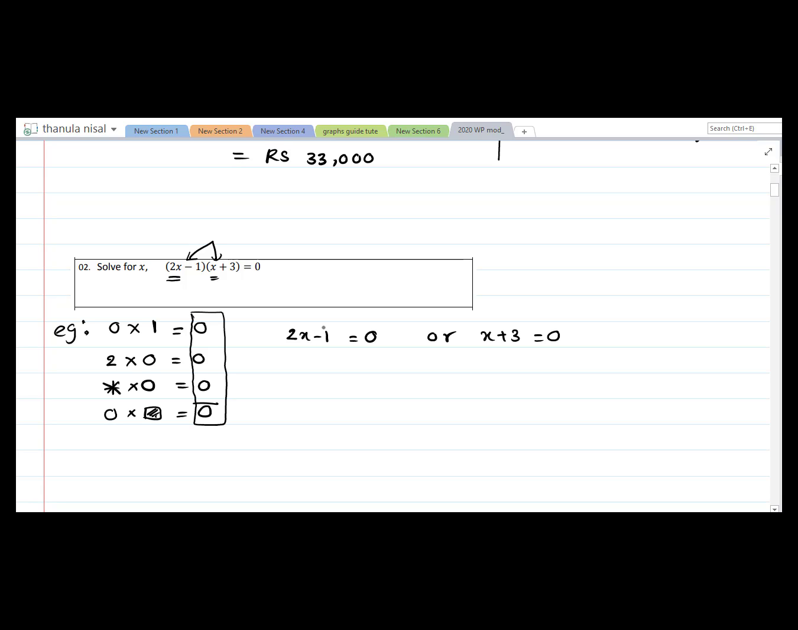Now, let's shift these terms and make x the subject. Here you can say half. Here you can see minus 3 is the answer. Now, these are the solutions for x. Okay. I'll write them in ascending order.